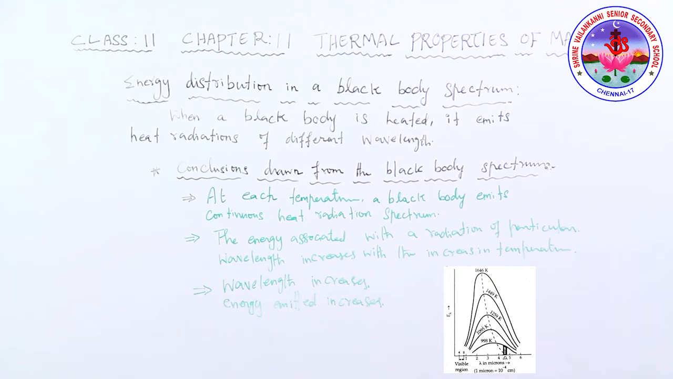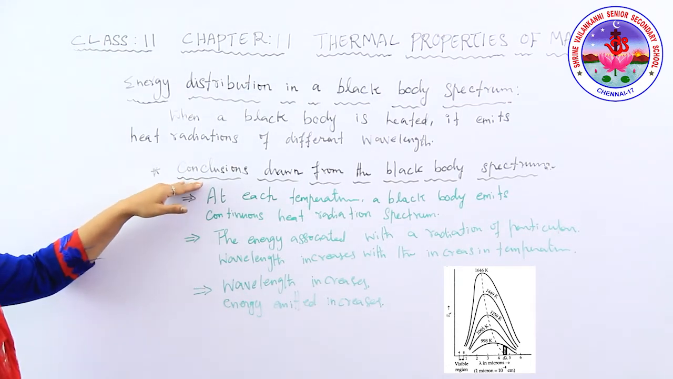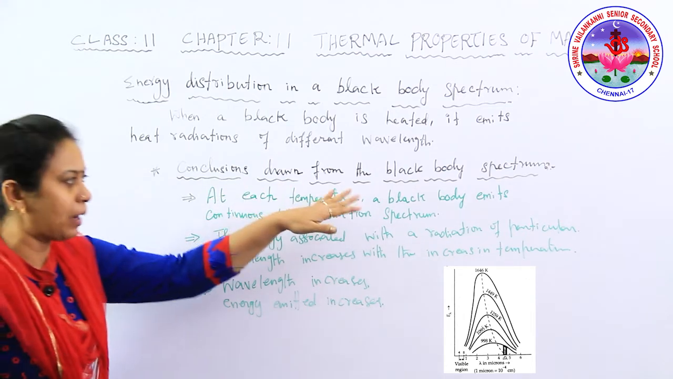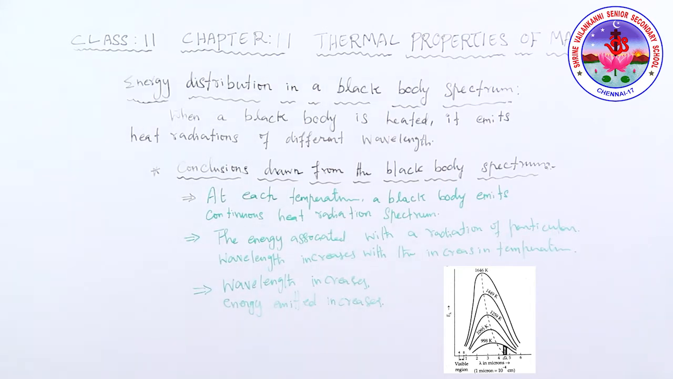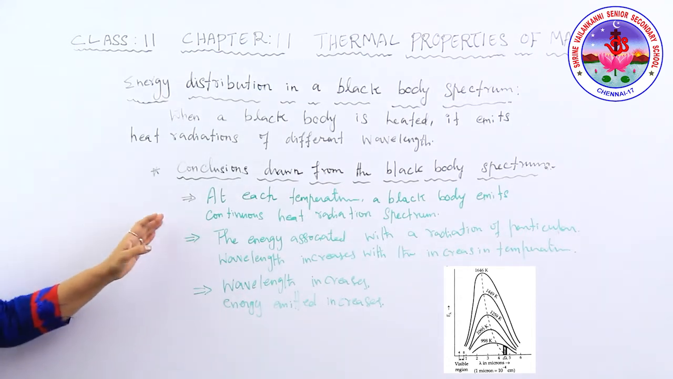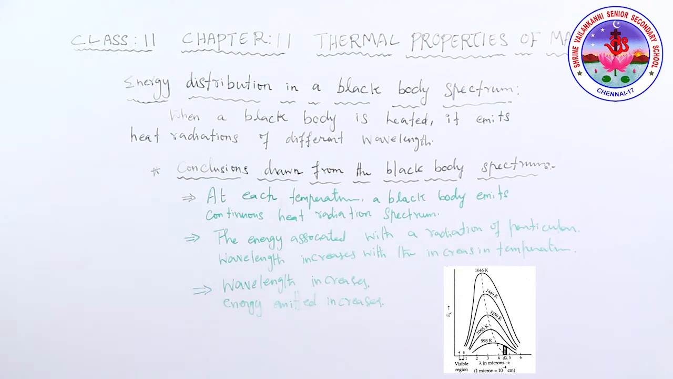See the diagram, students. This shows the experimental curves drawn between the wavelength lambda and the intensity of the radiation, right? It is emitted by a black body that is maintained at different constant temperatures. Now, through that, we can understand some points, that is, the conclusions which are drawn from the black body spectrum. At each temperature, the black body emits a continuous heat radiation spectrum. Now, the energy is not distributed equally amongst all the wavelengths. You may see the graphical representation, right?